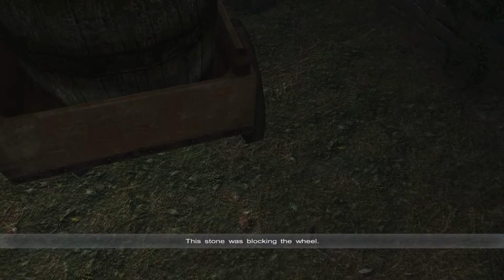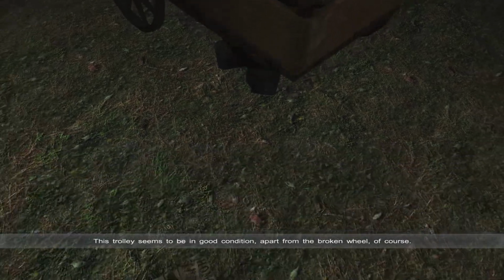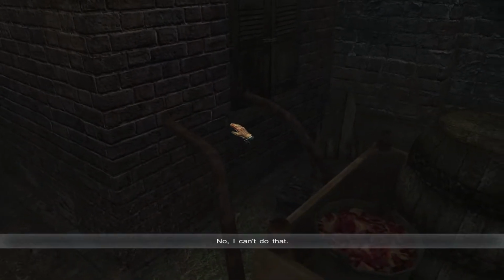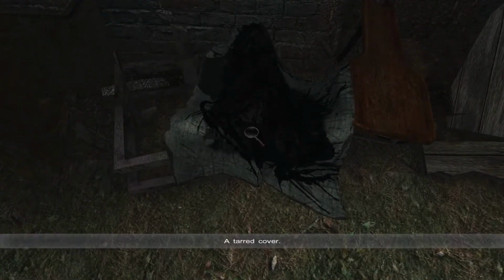So what do we have here? This stone was blocking the wheel. Okay. This trolley seems to be in good condition, apart from the broken wheel, of course. And what else? No, I can't do that. Okay, because we need the wheel. We have something here. A tarred cover. No, I can't take it like that.